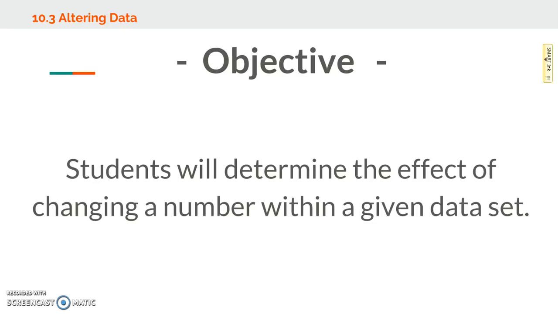So yesterday in 10.2, you talked about taking out the outlier, right? A number that was much less than or much greater than your data set. Now today you're either going to add or subtract a number from the data and then find your central tendency, which is your mean, median, mode, and range. Or you're going to actually change a number. You're going to take one number out and insert a different number into the data and then see what happens. What kind of effect will it have?